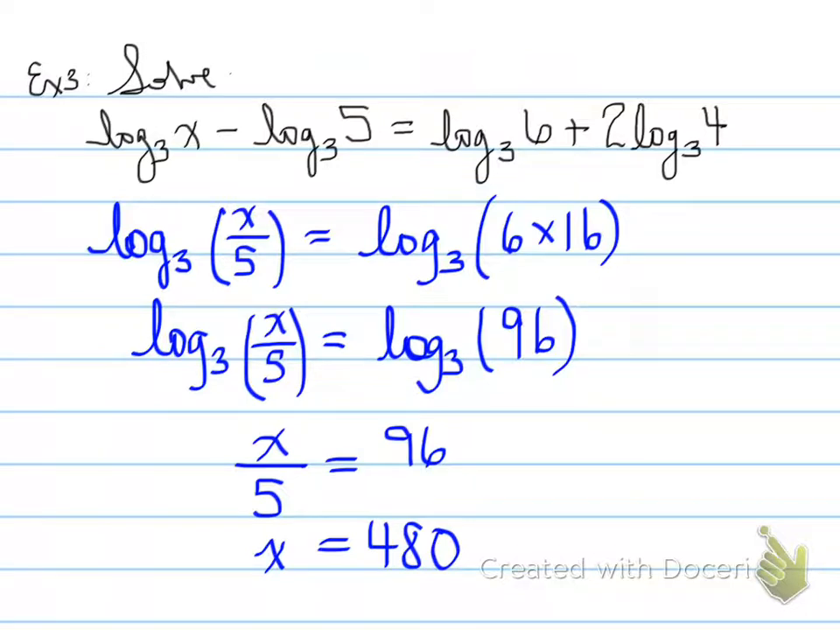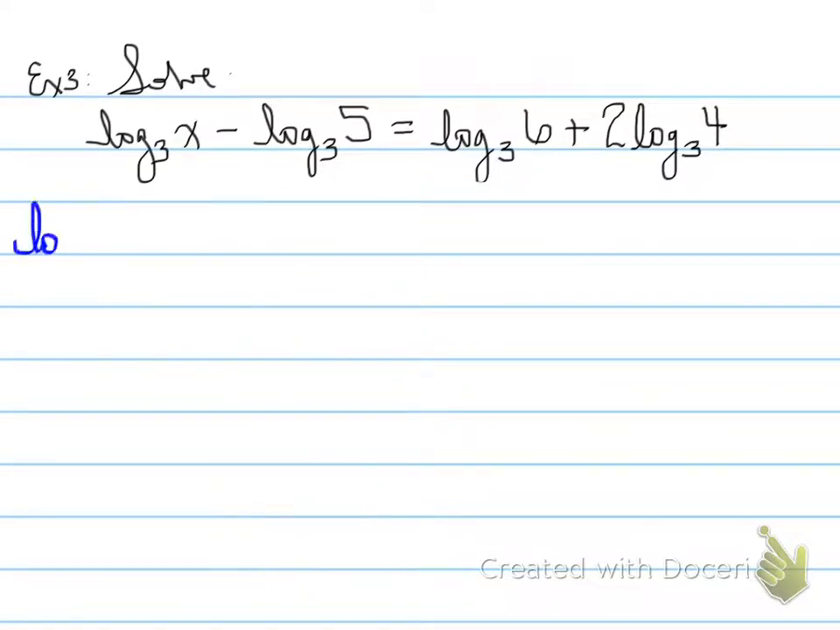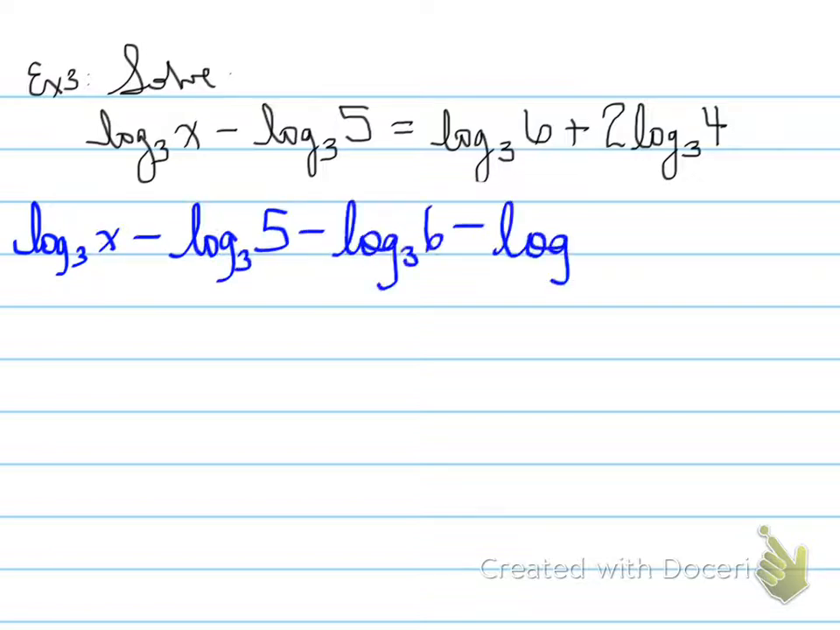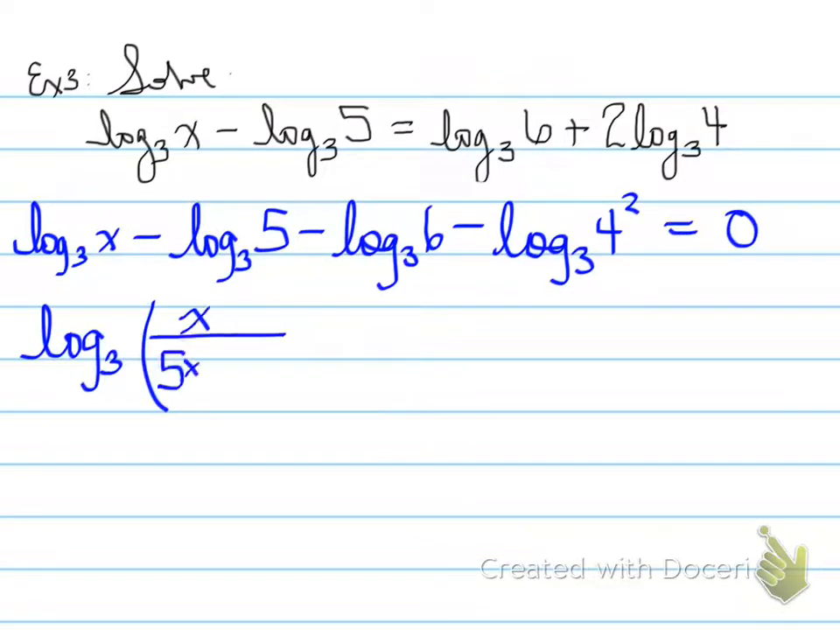Another way to solve this exact same question, there are 3 different ways we're going to explore. This is the first way. Second way to explore this question is to do the following. Move everything to one side and make it equal to 0. Convert it so that you have x divided by 5 divided by 6 divided by 16. So all those numbers get multiplied on the bottom. And so what we have is a single logarithmic equation equal to a number.